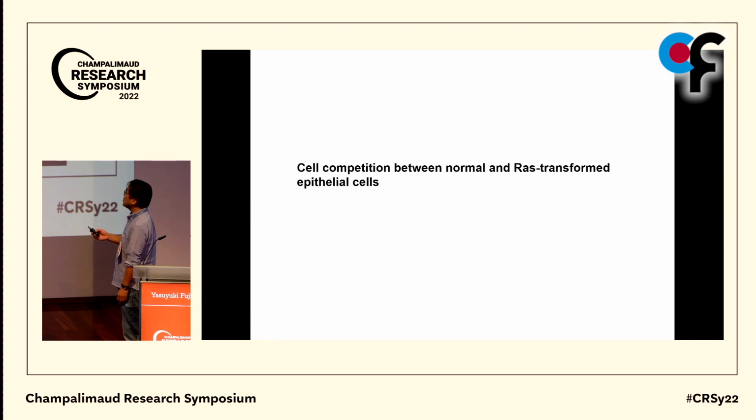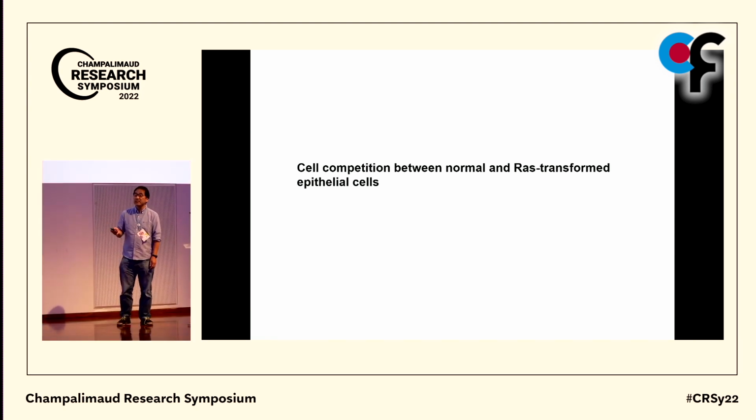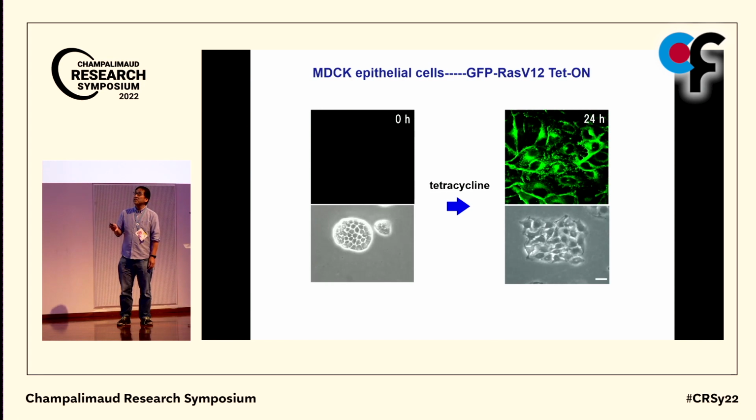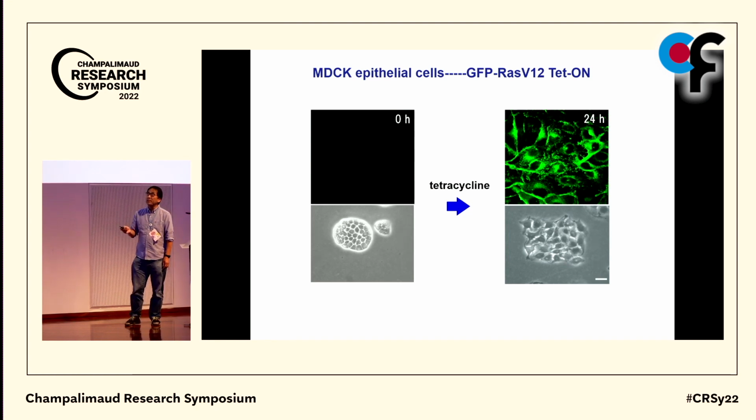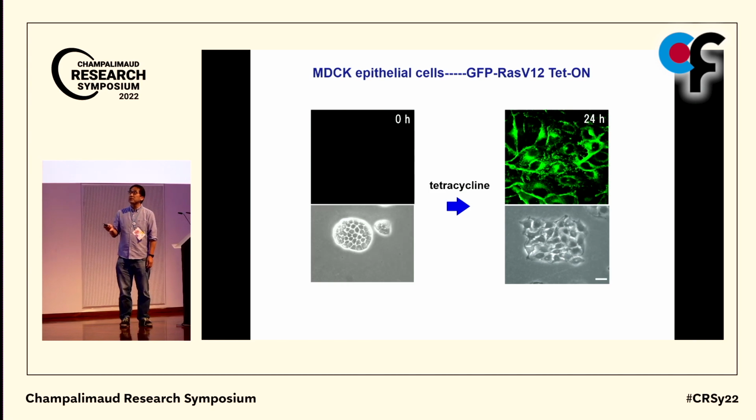To examine the interaction between normal and RAS-transformed epithelial cells, we use MDCK epithelial cells first. This MDCK cell is a non-transformed type of epithelial cell from dog kidney. Then we stably express GFP-tagged RAS-V12, the oncogenic form of RAS, in a tetracycline-inducible manner. Because we use the Tet-on system, when cells were incubated in the absence of tetracycline, GFP-RAS-V12 expression did not happen, and cells show typical epithelial morphology with tight cell-cell contact.